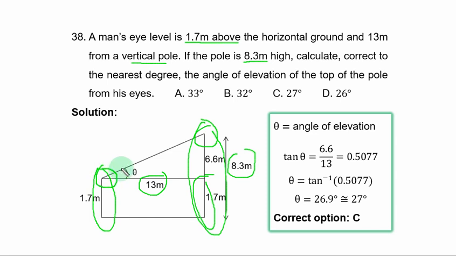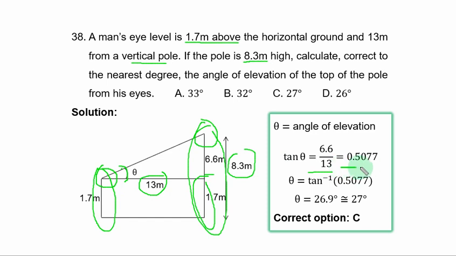So the man is looking at the top of the pole. From the eye level, the angle formed is the angle of elevation, theta. We can use tangent to get theta. So this is opposite, this is adjacent. So tan theta is opposite, 6.6 over adjacent, that is 13.